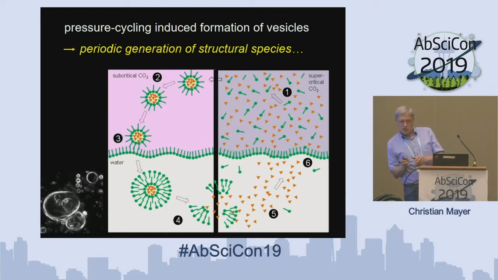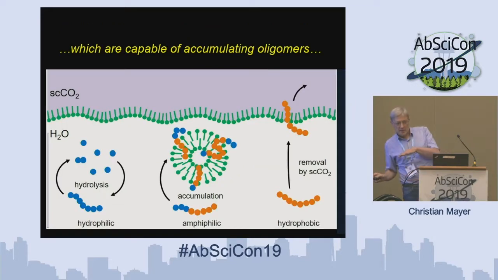So every change in pressure will induce one generation of vesicles. So now we have a pool of peptides and we have generations of vesicles. Of course, we will expect some interaction, not of the hydrophilic ones, not of the hydrophobic ones, but of those peptides which are amphiphilic. For those peptides, the vesicles will be something like a kinetic trap.